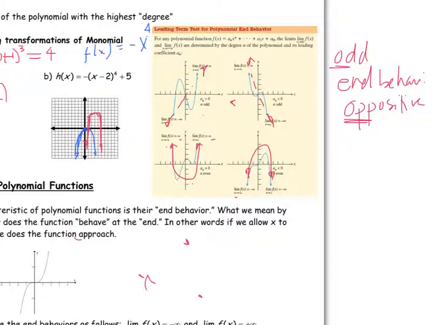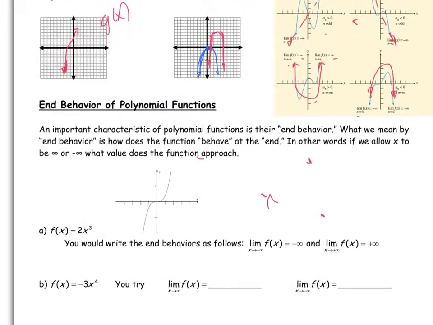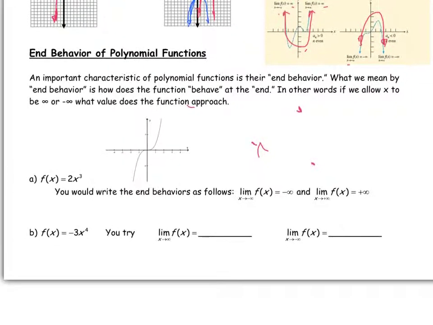Okay, and they'll start with an O. If your a is positive, your end behavior is going to mimic that of a positive slope line. If your a is negative, your end behaviors are going to look like that of a negative slope line. All right, with that being said, let's go and talk about this.